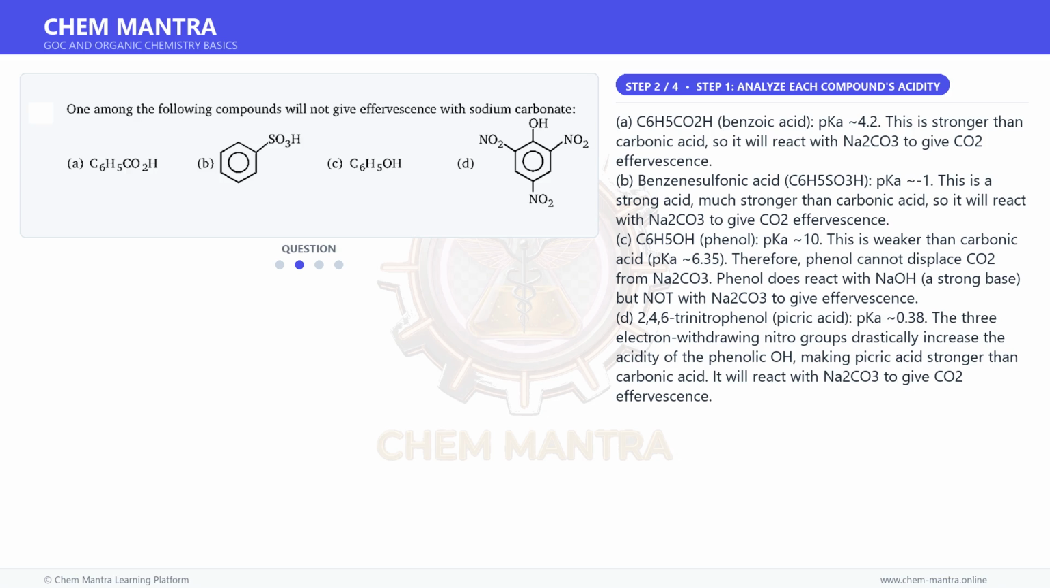A. C6H5CO2H, benzoic acid, pKa 4.2. This is stronger than carbonic acid, so it will react with Na2CO3 to give CO2 effervescence. B. Benzenesulfonic acid, C6H5SO3H, pKa -1. This is a strong acid, much stronger than carbonic acid, so it will react with Na2CO3 to give CO2 effervescence.